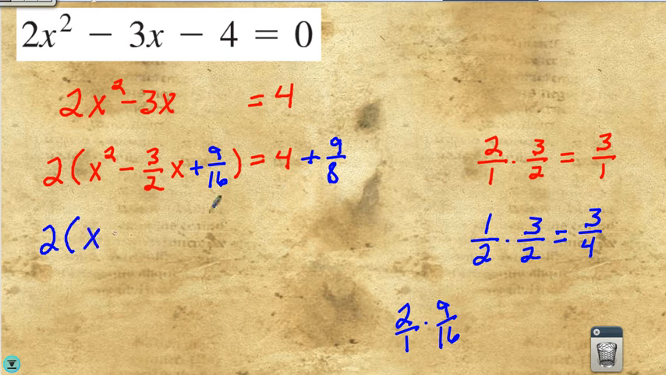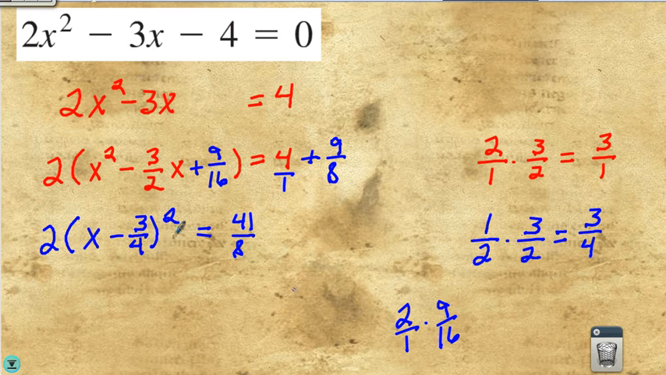We factor, this will always factor into half the middle term. Remember me telling you that? Half the middle term squared. We're going to get really good at adding fractions. 4/1 plus 9/8. Common denominator is 8. Multiply top and bottom by 8. 32/8 plus 9/8 is 41/8. We're nearly there, I promise. This will be our last question of the day, obviously.